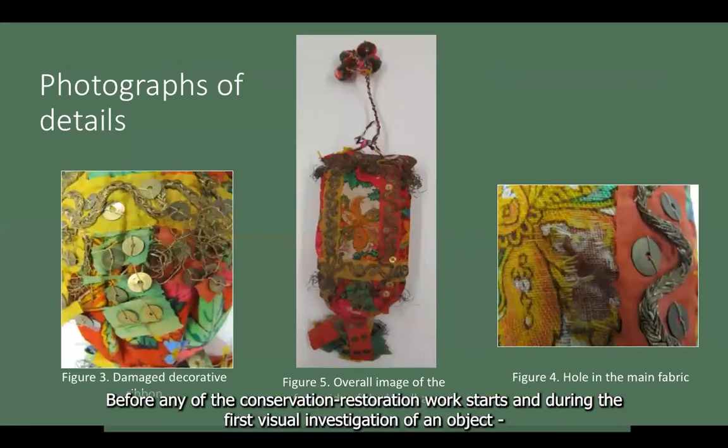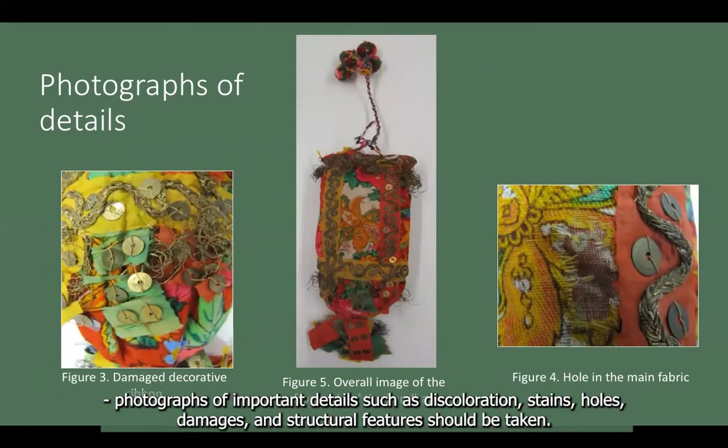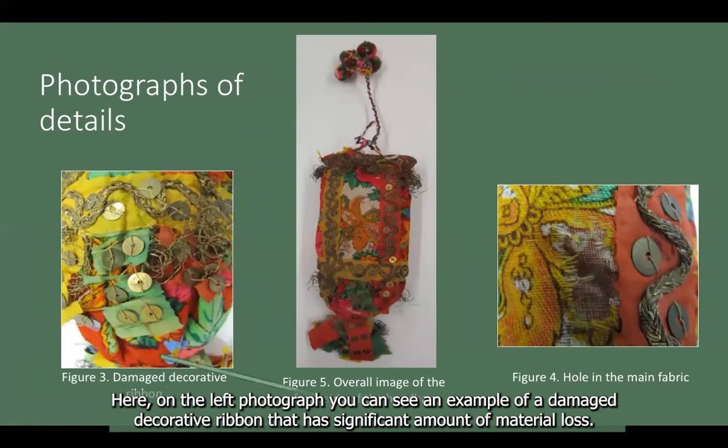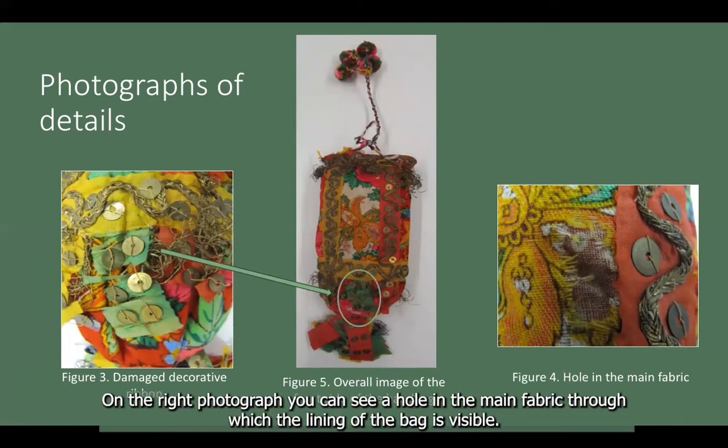Before any of the conservation restoration work starts, and during the first visual investigation of an object, photographs of important details, such as discoloration, stains, holes, damages, and structural features should be taken. Here, on the left photograph, you can see an example of a damaged decorative ribbon that has a significant amount of material loss. On the right photograph, you can see a hole in the main fabric through which the lining of the bag is visible.